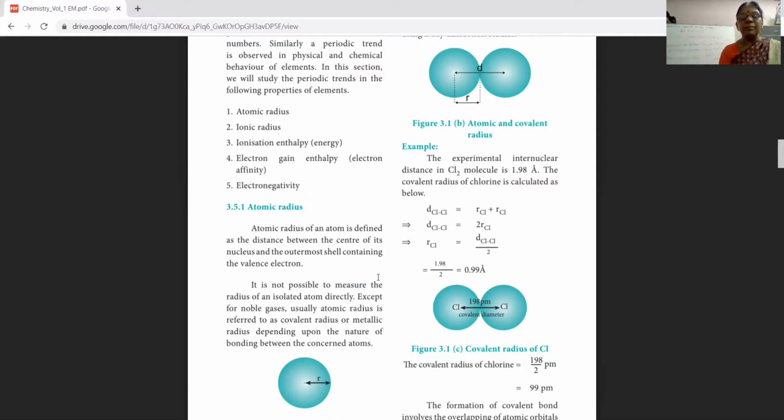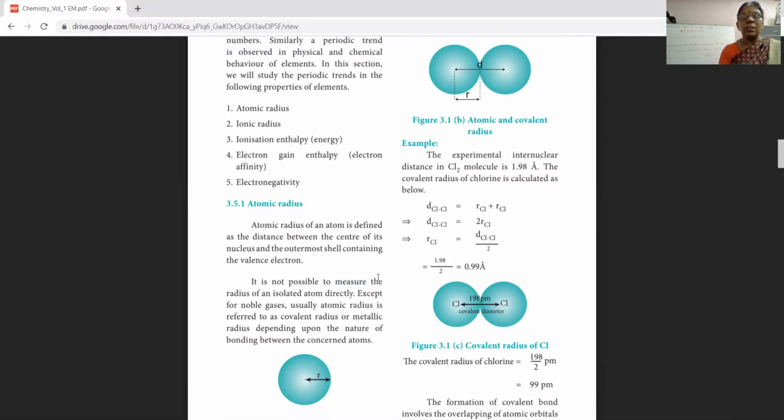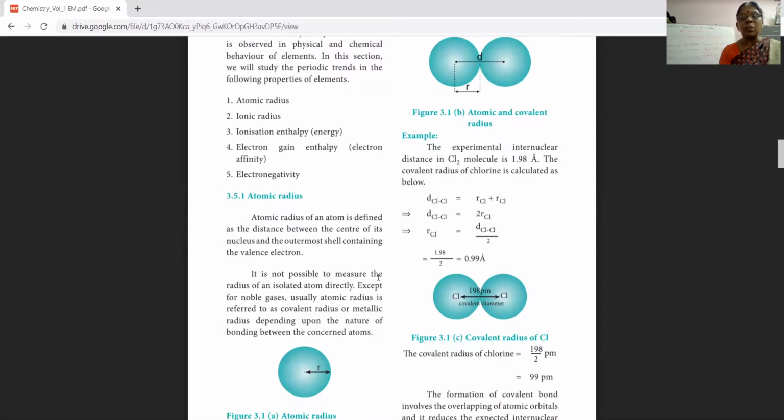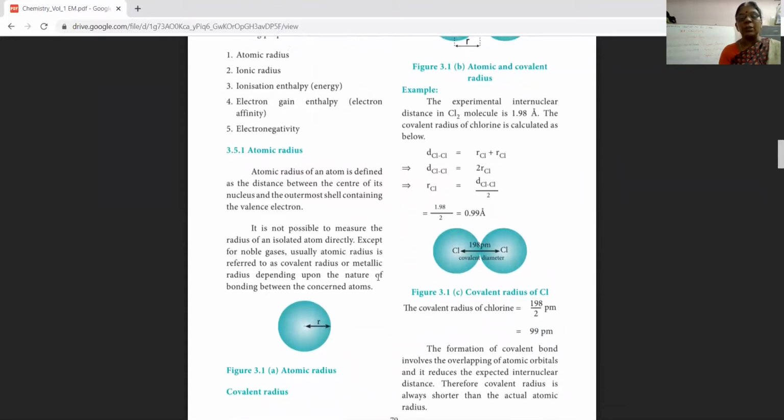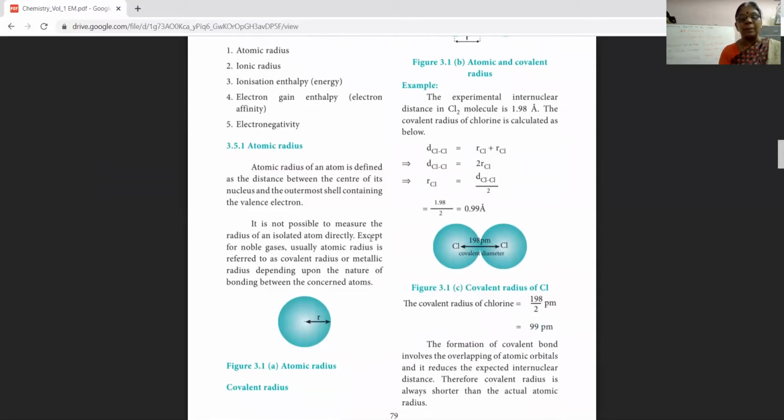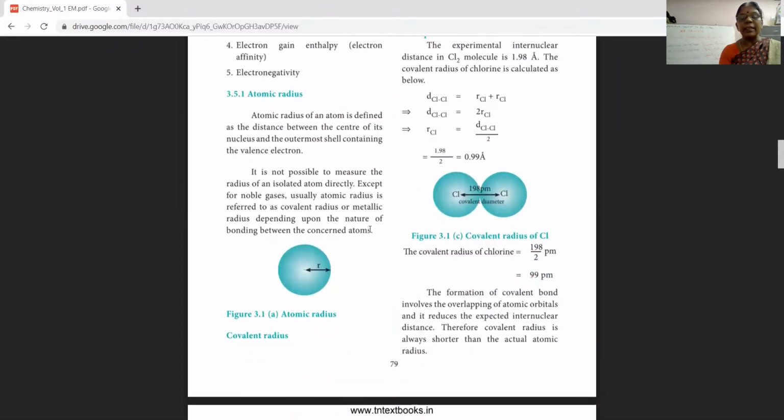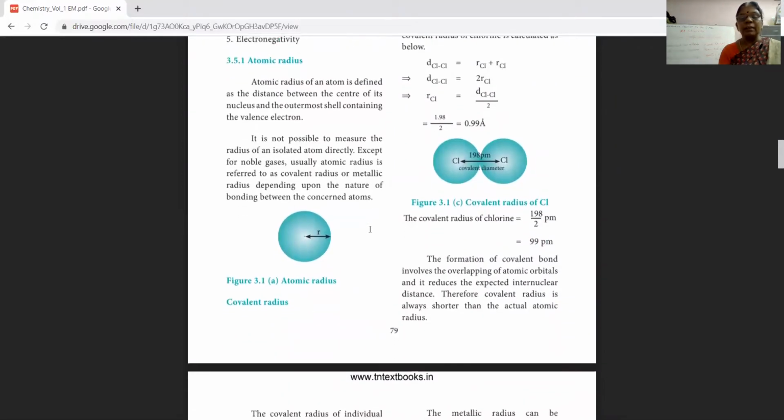Cl–Cl distance is equal to radius of chlorine plus radius of chlorine. So Cl–Cl is equal to 2 R_Cl. Therefore, radius of chlorine is equal to the distance Cl–Cl divided by 2, that is 1.98 by 2, which is equal to 0.99 angstrom. So the covalent radius of chlorine is 99 picometer.